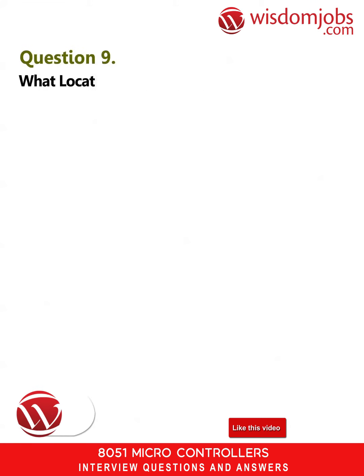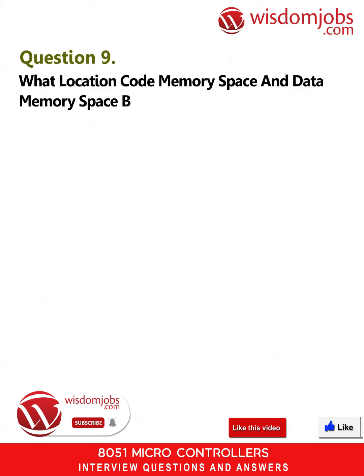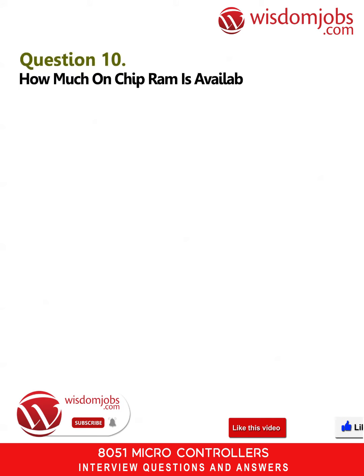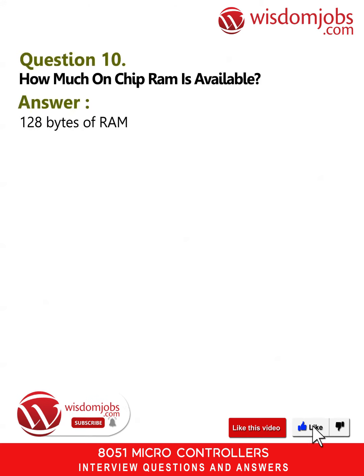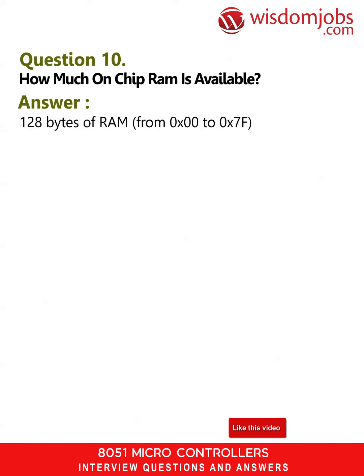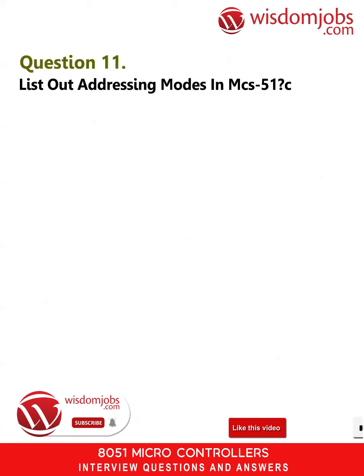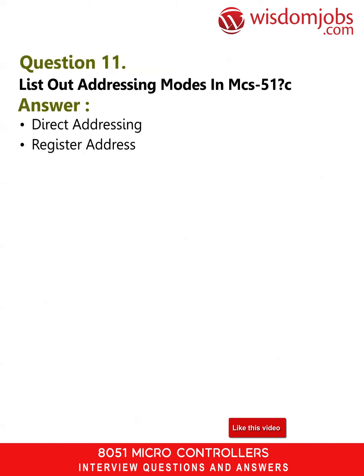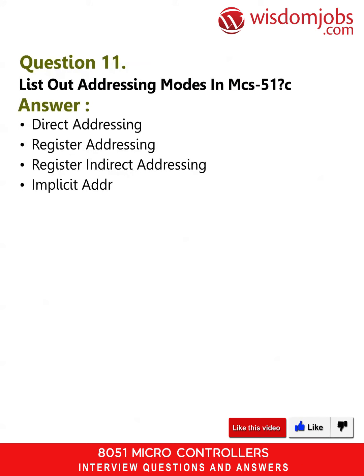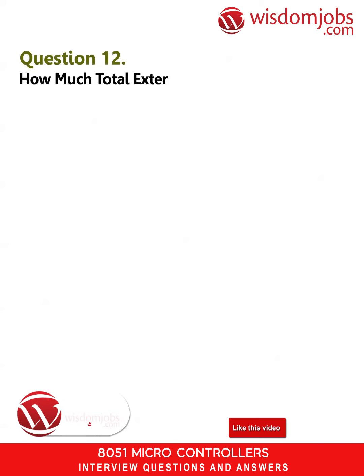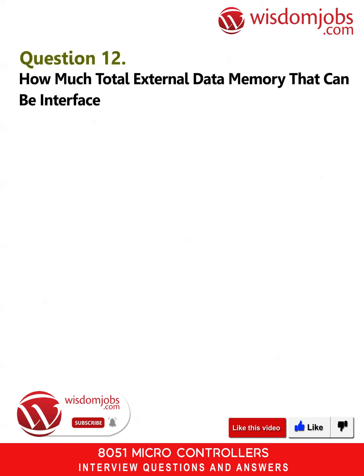Question 9. At what location do code memory space and data memory space begin? Answer. At location 0x00 for internal or external memory. Question 10. How much on-chip RAM is available? Answer. 128 bytes of RAM from 0x00 to 0x7F, which can be used to store data. Question 11. List out addressing modes in MCS51. Answer. Direct addressing, register addressing, register indirect addressing, implicit addressing, immediate addressing, index addressing.